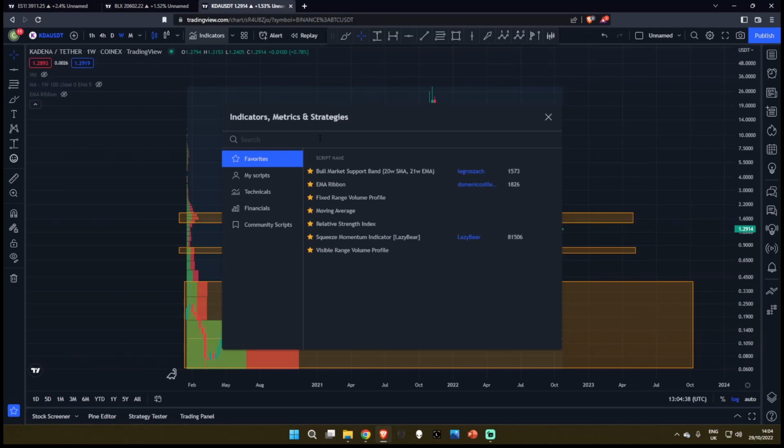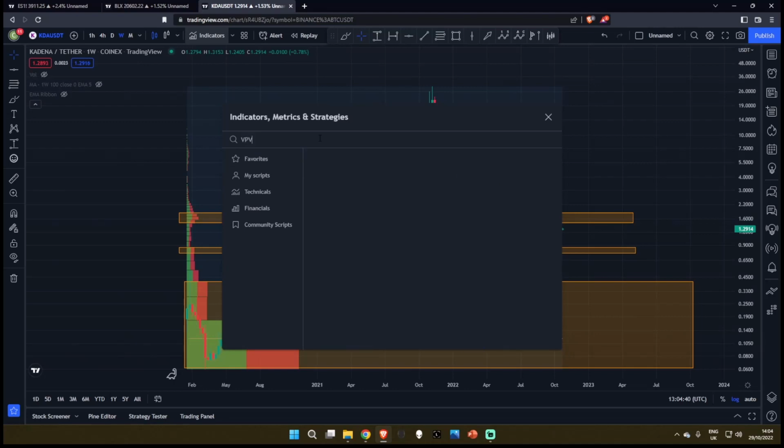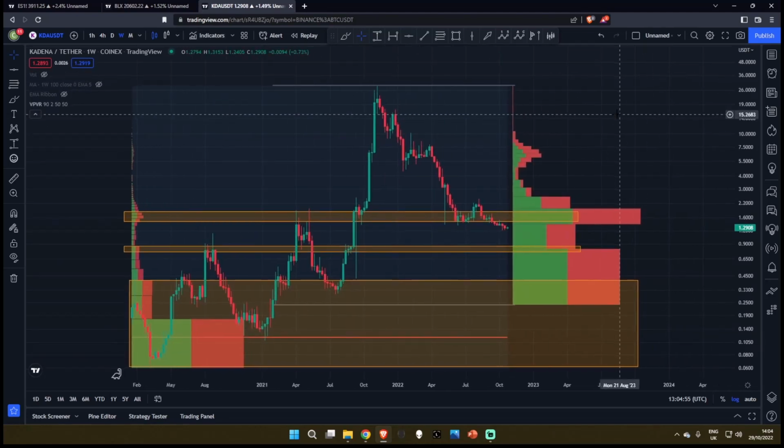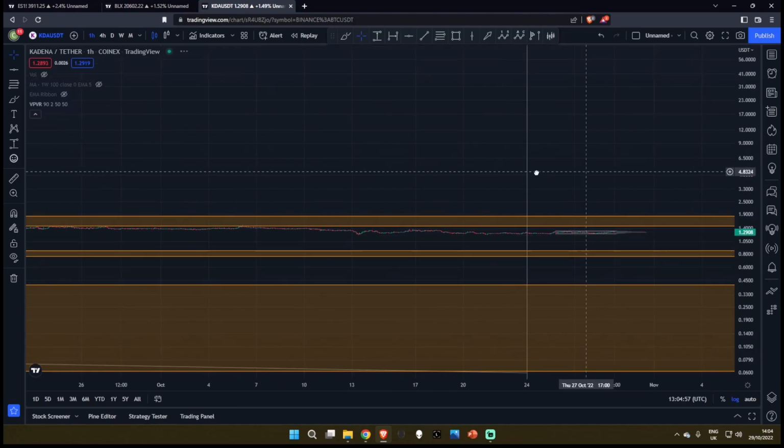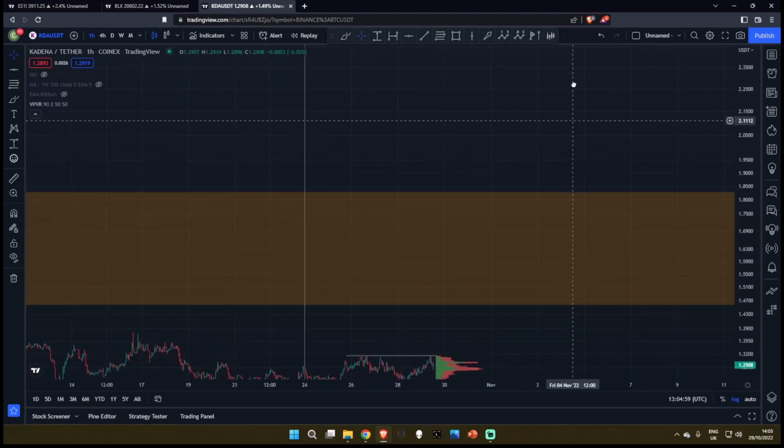But if you do type in VPVR over on TradingView, the TradingView version does cost money, but you can find this community tool called Fred's Volume Profile for the visible range. This is basically just copied the metadata from the original one. I think it's twisted over, so it's a little bit awkward. If you do click on this one, you will see that the volume actually flares out to the side.